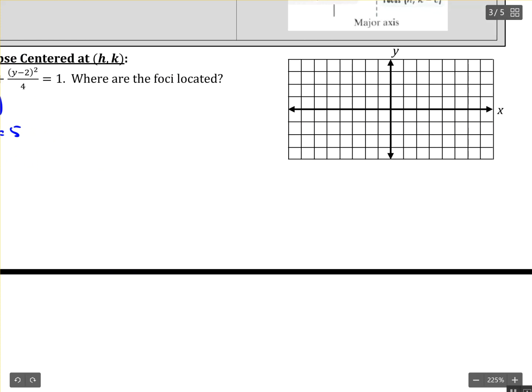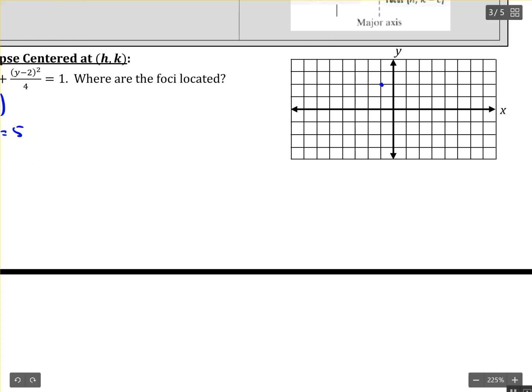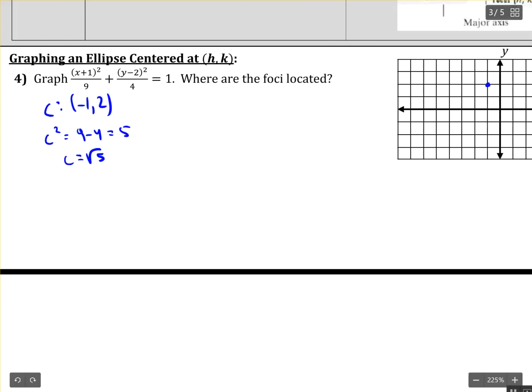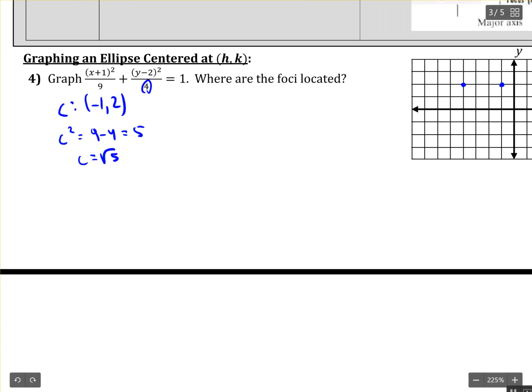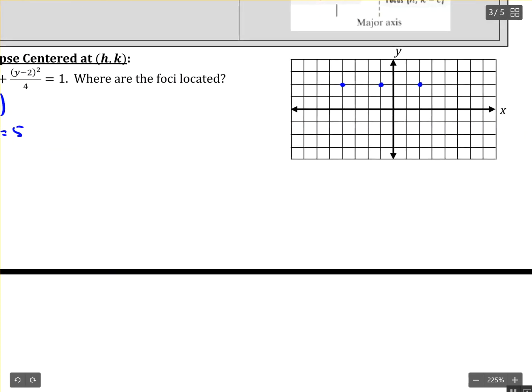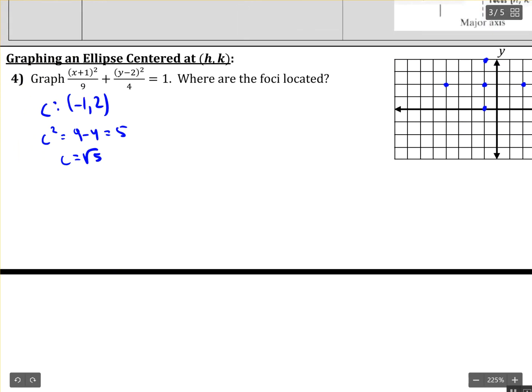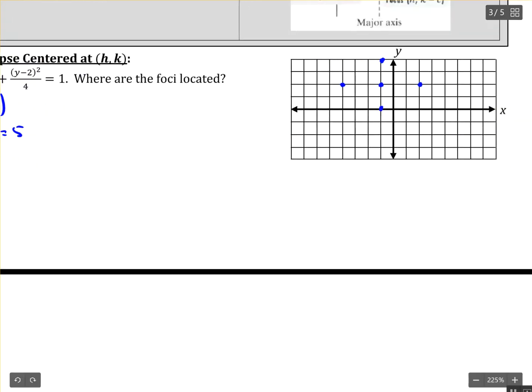So let's come over here to negative 1, 2. All right, there it is. We know we're going to go left 3 and right 3 for our ellipse. We know we're going to go up 2 and down 2 for our y's. And again, we're going to go left root 5. Root 5 is just over 2, so let's put it right there. And we're going to go right root 5, just over 2. So it's there. Okay, that's an awful drawing, but you get the idea.